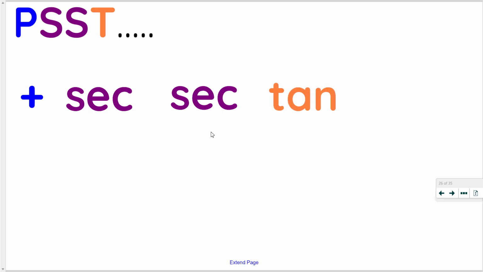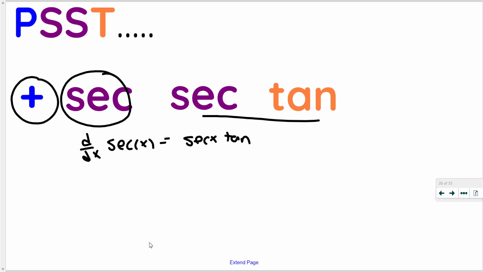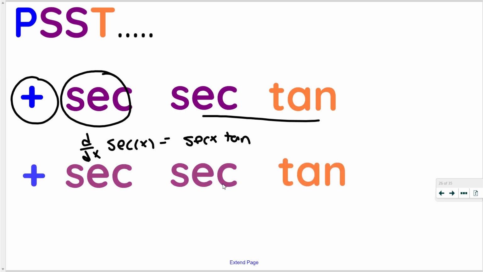Let's look. If I want to do the derivative of secant, the derivative of secant is secant tan. Let me write that out. The derivative of secant of x is just secant x tan x. And of course, it is positive. So let's look at that again. Positive secant tan.